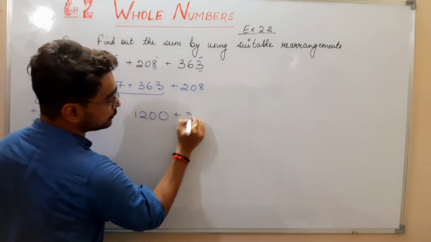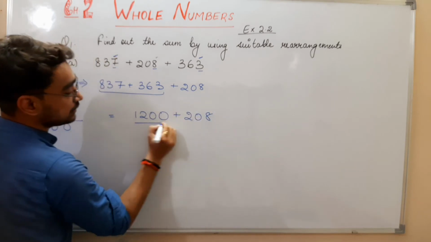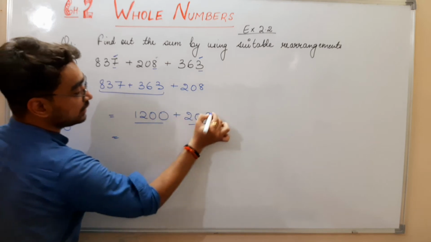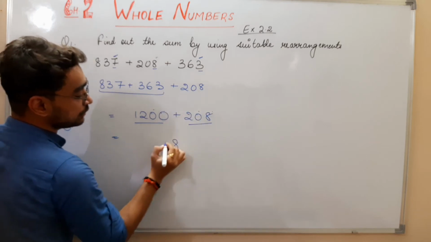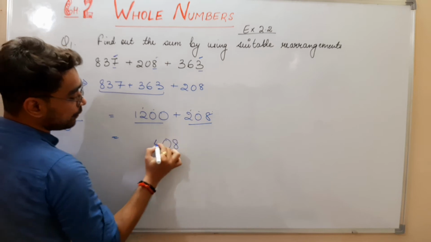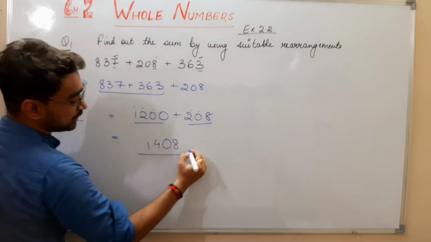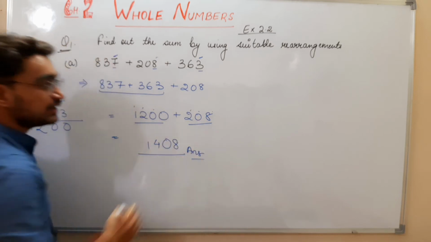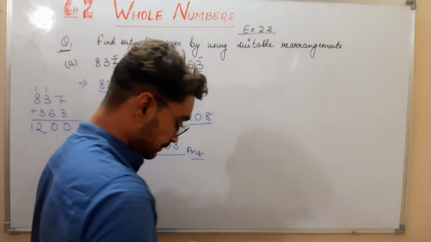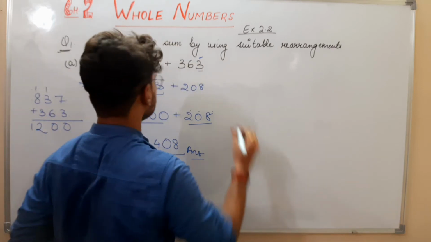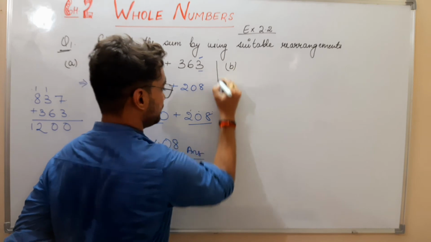1200 plus 208. See, now it's easier to add. 8 and 0, 8; 0, 0; 2 and 2, 4; and 1. The answer will be like that. So it's quite easy, right? Let us check part B also.